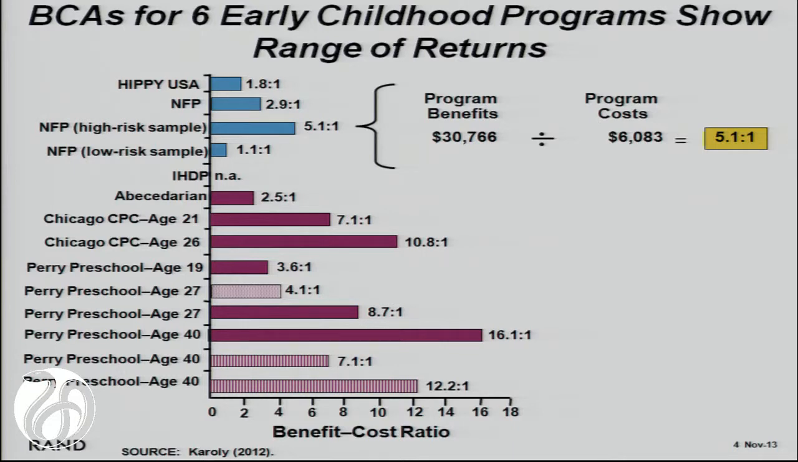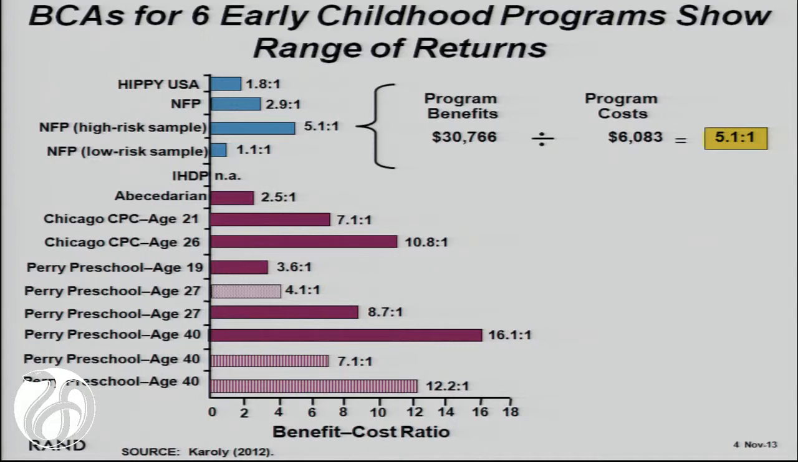Chicago CPC is another one with two points in time and the various results. And we talked yesterday, Abecedarian came up. The model that Brooke was talking about, IHDP, is a variant of Abecedarian, and so on. NFP is on this list.